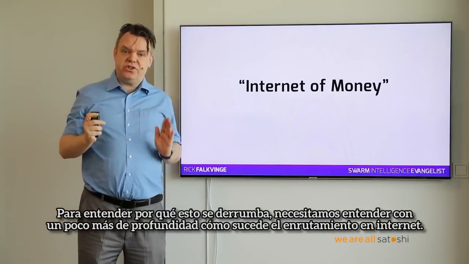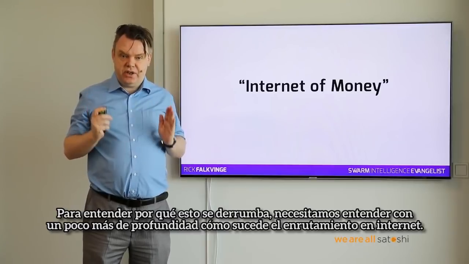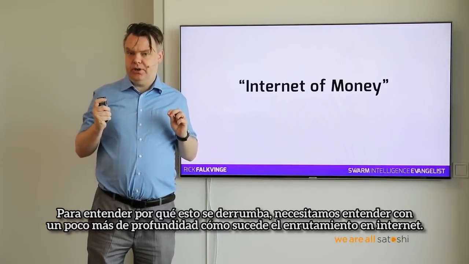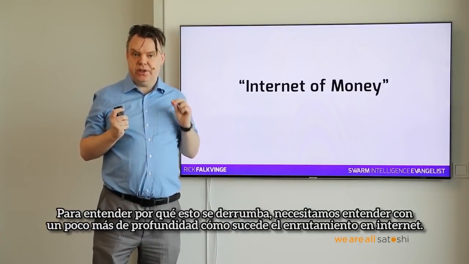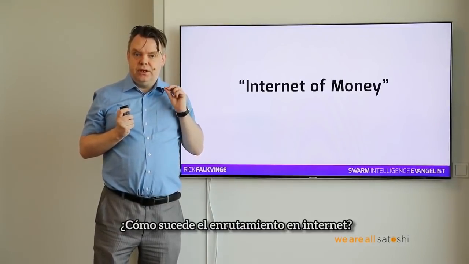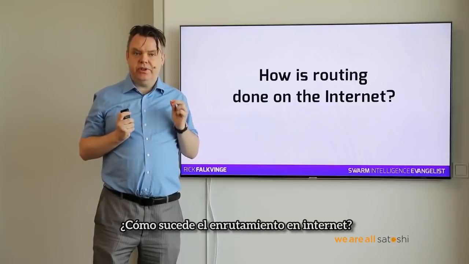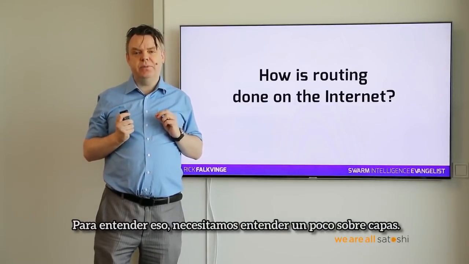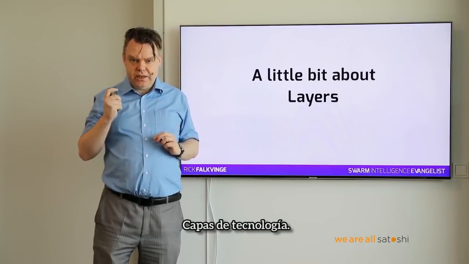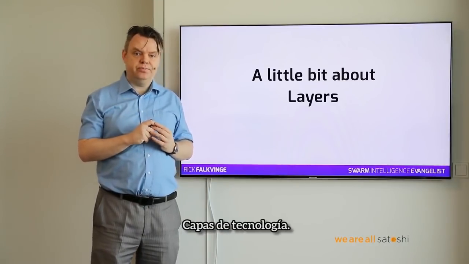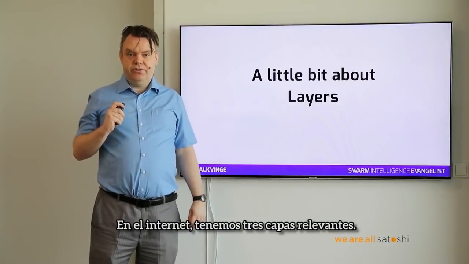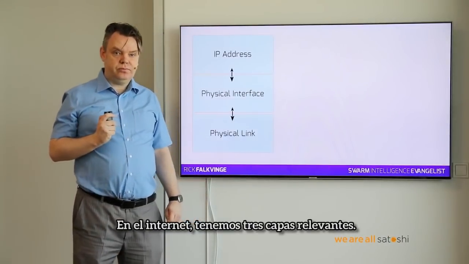In order to understand why this breaks down, we need to understand a little bit deeper how routing happens on the internet. How does routing happen on the internet? And in order to understand that in turn, we need to understand a little bit about layers, technology layers. On the internet, we have 3 relevant layers.